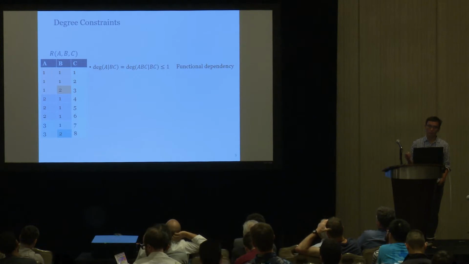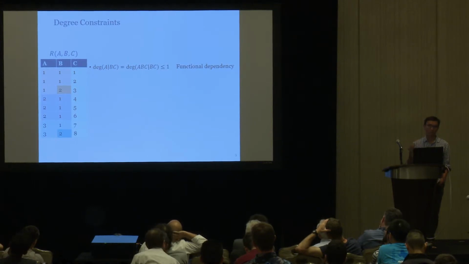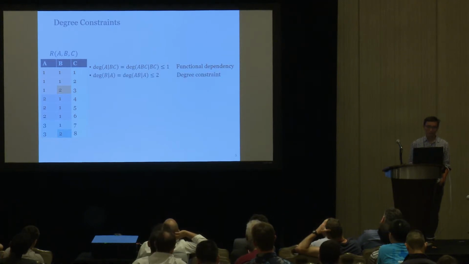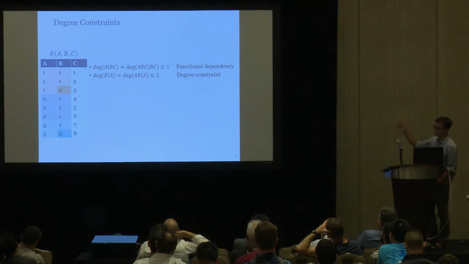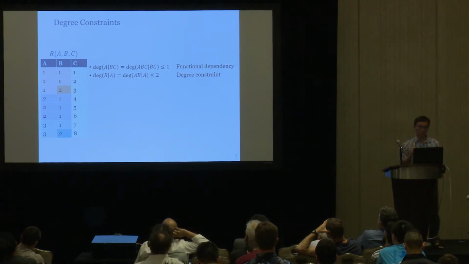The way to write this as a degree constraint, it says that the degree of A given BC is at most 1, right? So when you have a degree bound of 1, then that denotes a functional dependency. Similarly, if you know A, then the number of different B's is at most 2. Okay? And I have this color-coded, so hopefully you can see that given A, the number of different B's is at most 2. So this is called the degree constraint.